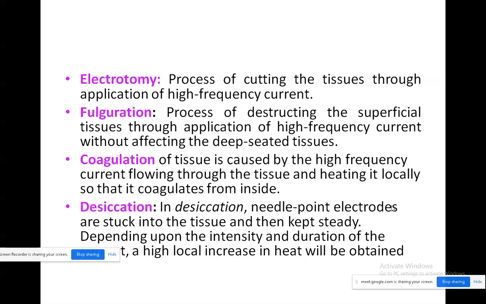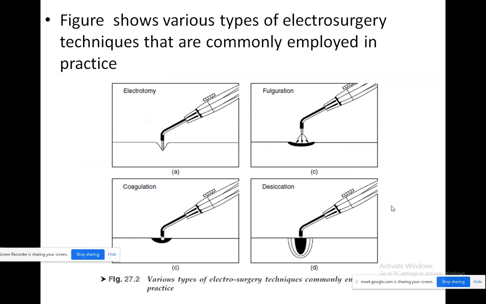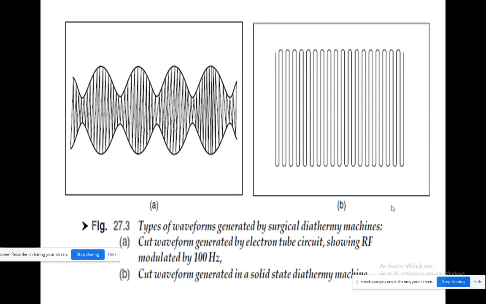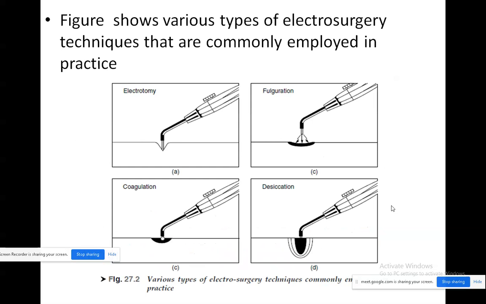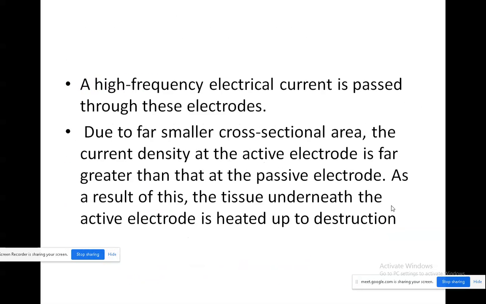Needle pointer electrode, you will be sticking it to the tissue to apply the electrical energy. These are the types of waveforms generated by the surgical diathermy machines. These are the various types of electrosurgery technique. It is the same as what we said previously.